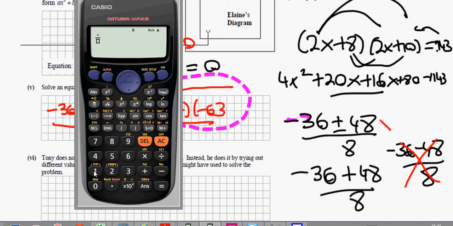Minus 12 plus 48 divided by 8, and we get 9 over 5, 4.5. Okay.